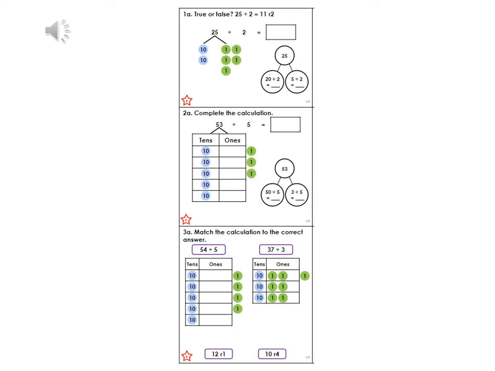Here are your questions for today. For question 1a and for question 2a, try doing the calculation by yourself first. If it helps, there is a part-part whole model which has broken these questions down into simpler chunks.